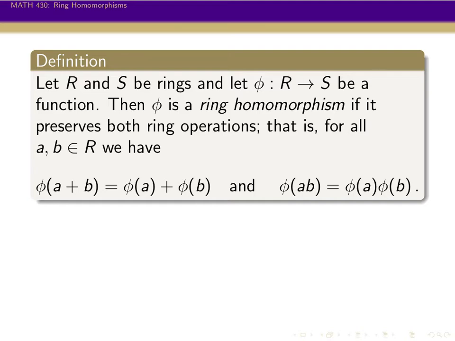Well, let R and S be rings, and then a function phi from R to S is going to be called a ring homomorphism if it preserves both of the ring operations. So for any a and b in R, we have that phi of a plus b is going to equal phi of a plus phi of b. And phi of ab, so phi of the product, is going to equal the product of phi of a and phi of b. Okay, and so this flows in exactly the same way as the definition for group homomorphisms. It's just now we have one more operation, and so ring homomorphisms are going to preserve both.